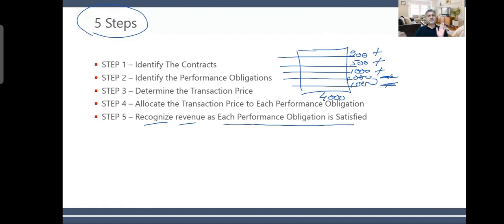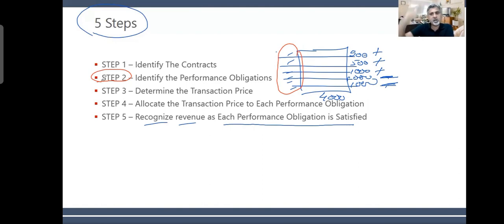So 5 steps. Number 1, identify the contract and identify the performance obligations within the contract. Now, that could be a tricky part, by the way. Identifying the contract is easy. This thing is complicated. Step 2, because there might be a question that how many performance obligations do we have? 1, 2, 3, 4, 5, or maybe 30.